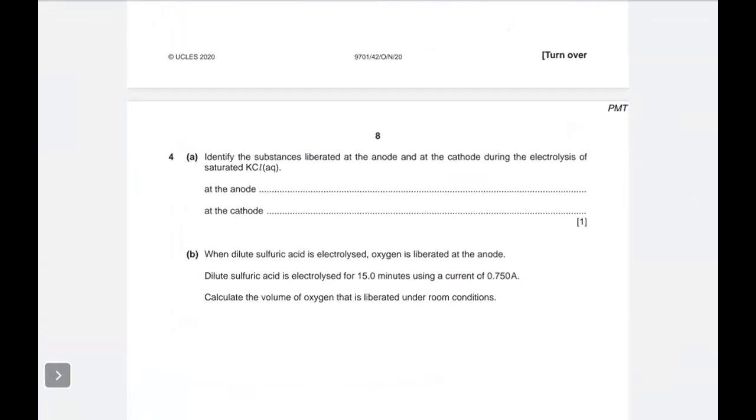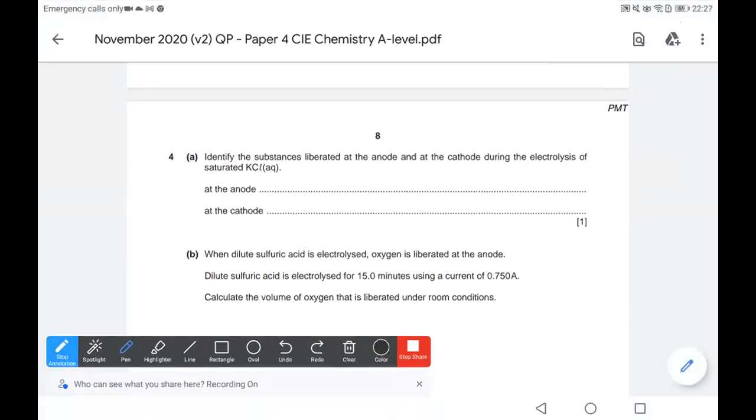Identify the substances liberated at the anode and at the cathode during electrolysis of saturated KCl (aq). So it's aqueous, there is water. When there's a halide, no need to think about anything else. Halide oxidizes at the anode. So Cl2 gas.